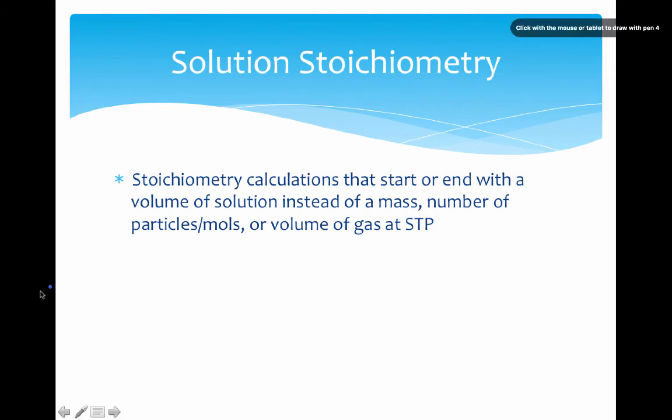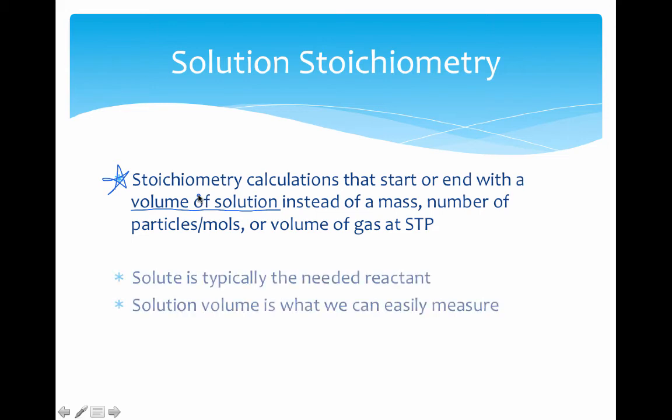Solution stoichiometry is basically stoichiometry calculations that start or end with a volume of solution instead of things like mass, number of particles or moles, or a volume of gas. These are the problems we've done earlier in the last chapter. This is the material over here that is new.